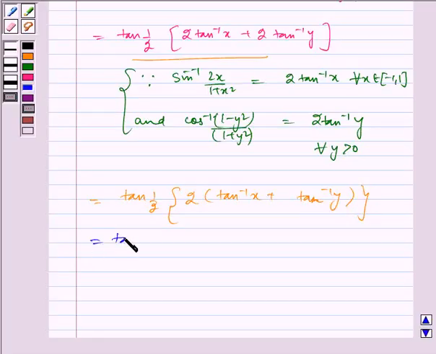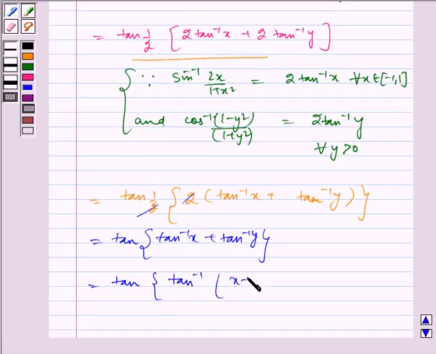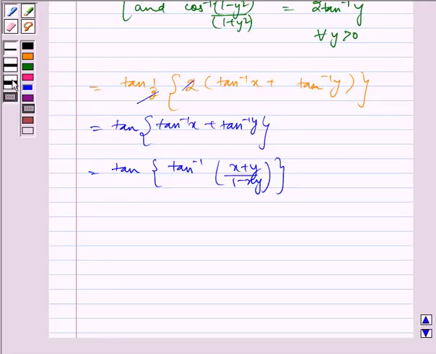which is equal to tan of, this 2 cancels, so tan inverse x plus tan inverse y, which is equal to tan of tan inverse x plus y by 1 minus xy, which is equal to x plus y by 1 minus xy. Therefore, the required answer is x plus y by 1 minus xy.